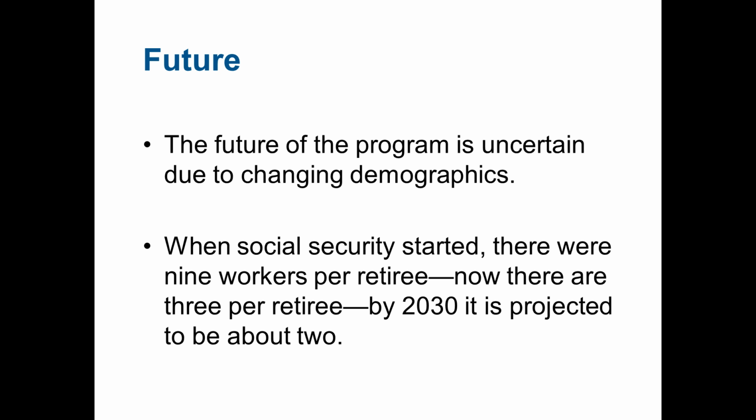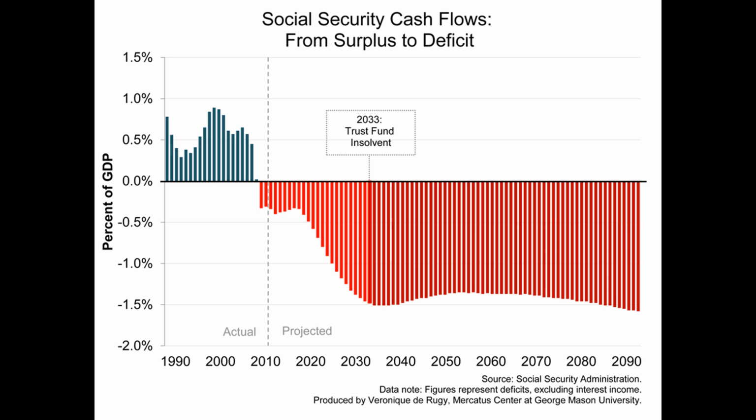By now, there are only about 3 workers per retiree, so the ratio is going down. As you go forward, it's predicted to get down to around 2. So basically, the demographics are changing such that the fiscal situation is getting worse in the program. That's what's depicted here on this graph. So these data are showing the percentage of GDP here.